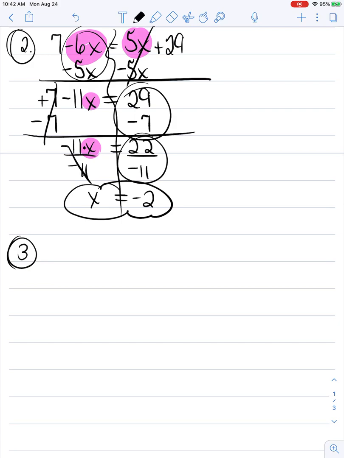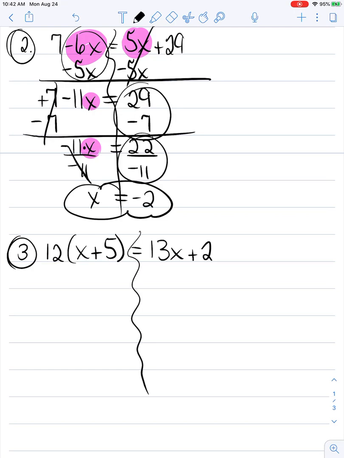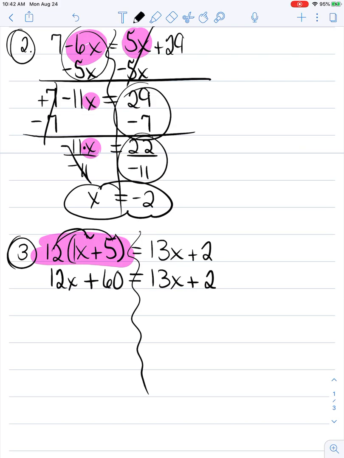Take a look at number 3. I have 12 times x plus 5 equals 13x plus 2. I'm going to split my equation at the equal sign. First, I look for that distributive property, and I see it right here. Remember, we bring everything else down so we don't forget anything. So 12 times 1x is 12x. 12 times 5 is positive 60. Next step, do I see like terms on either side? Not in this situation, I don't.